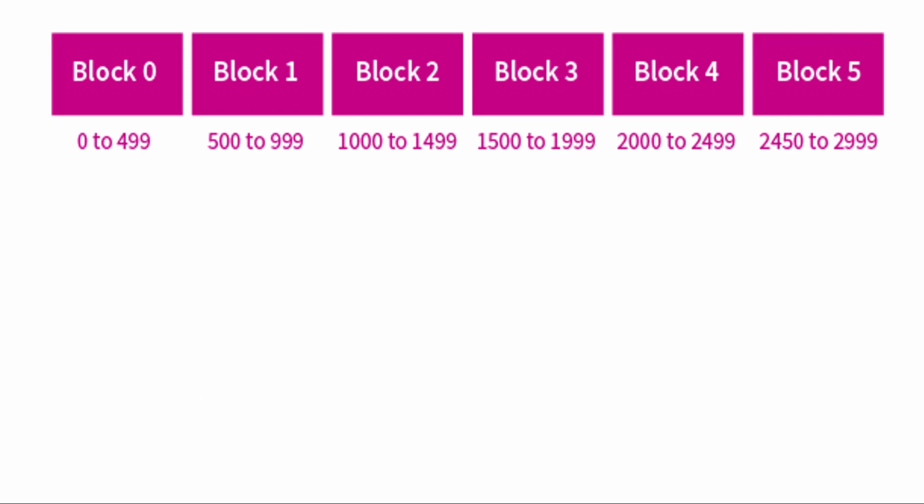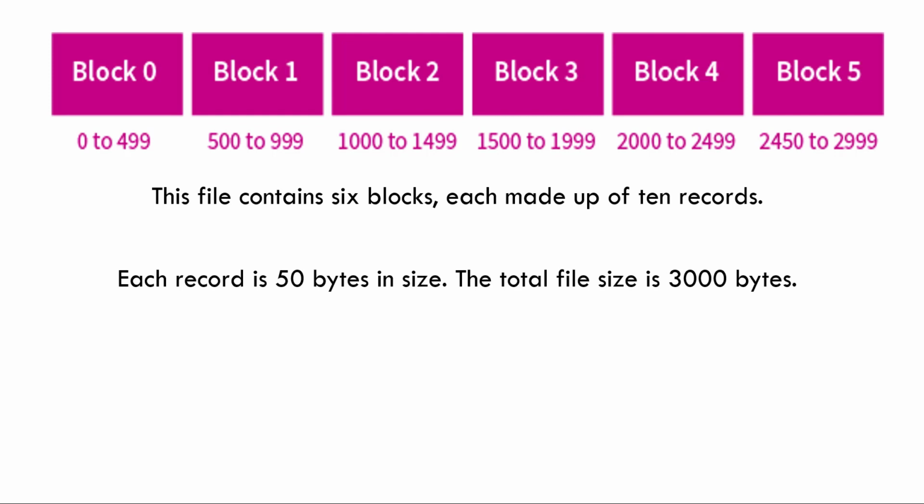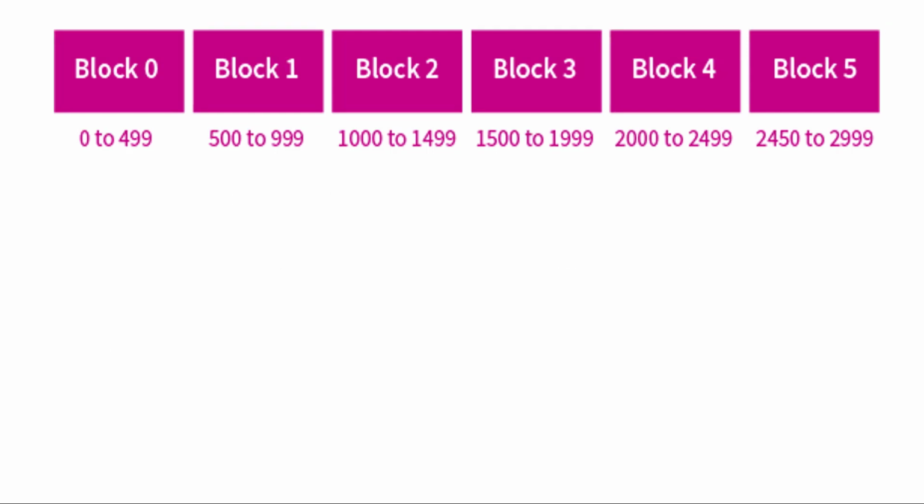So you might have blocks. There's 6 blocks there. Each one has 10 records. Each record is 50 bytes in size, and that's 3,000 bytes there. So it's easy to work out.